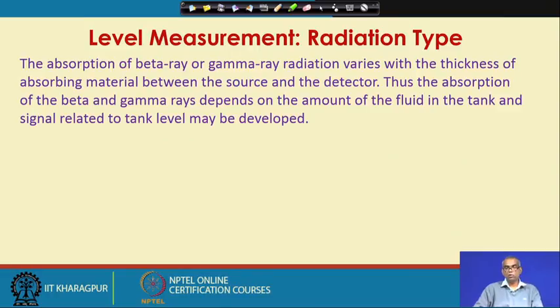Next, let us talk about radiation type level measuring device. The absorption of beta ray or gamma ray radiation varies with the thickness of absorbing material between the source and the detector. Thus, the absorption of the beta and gamma rays depends on the amount of the fluid in the tank and a signal related to tank level may be developed.